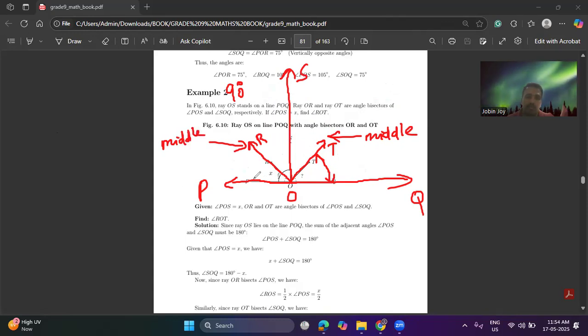That means this angle will be equal to this angle. This angle will be equal to this angle. Similarly, this angle will be equal to this angle. And it is given that angle POS, from here to here, is X. If this is X, as I already told you, this is the bisector, that means this is X by 2, and this is X by 2. Find the value of ROT.